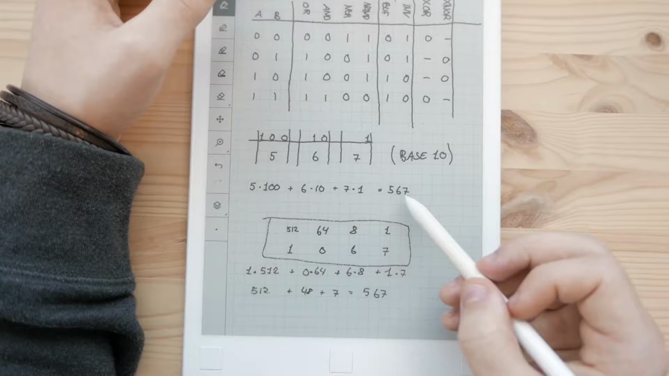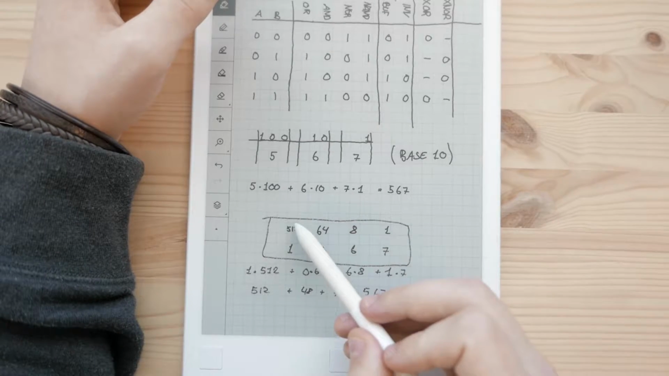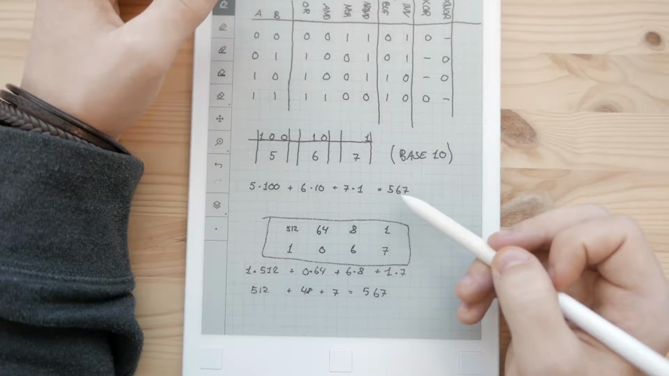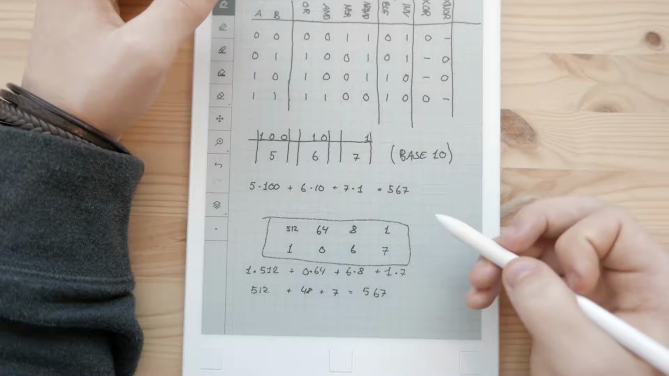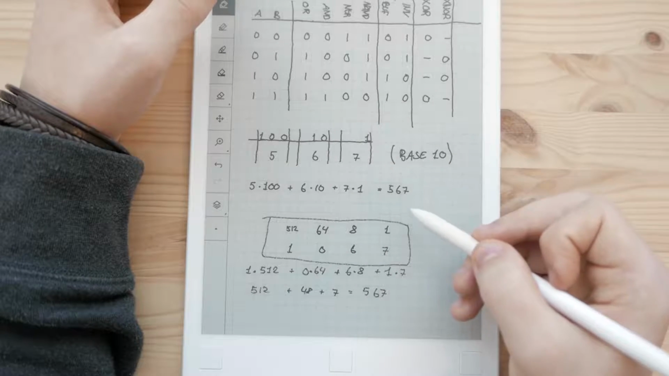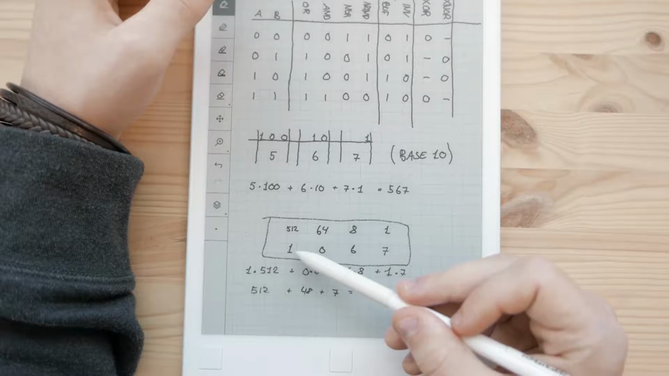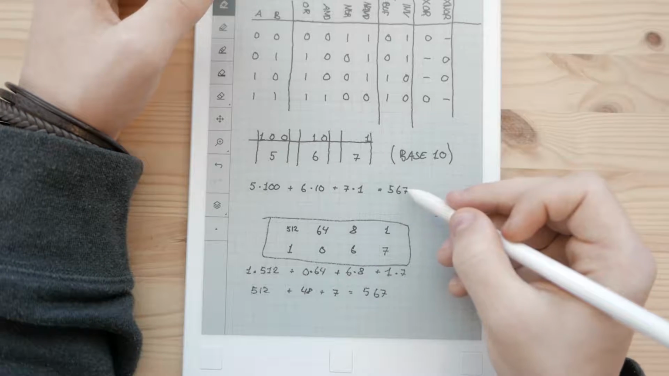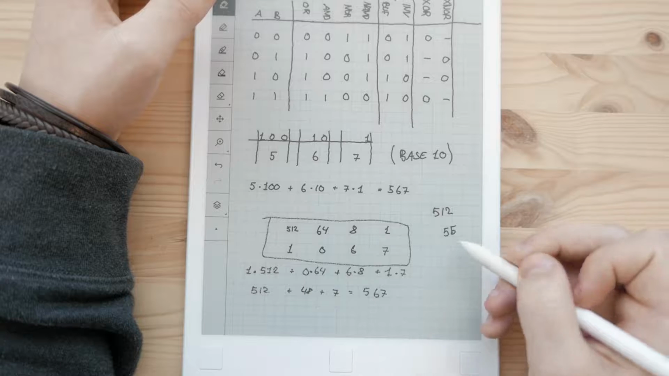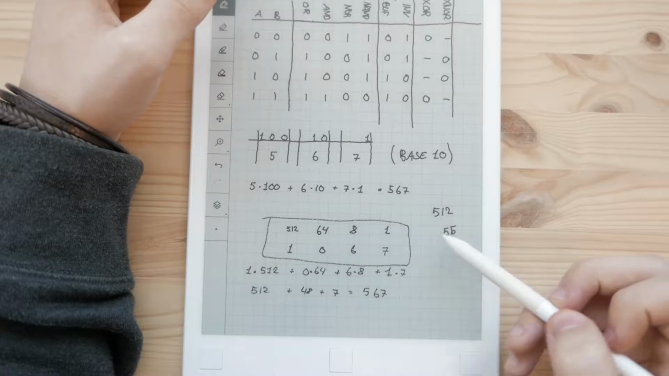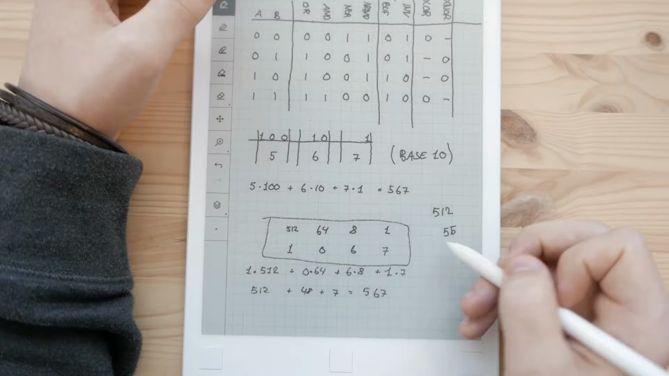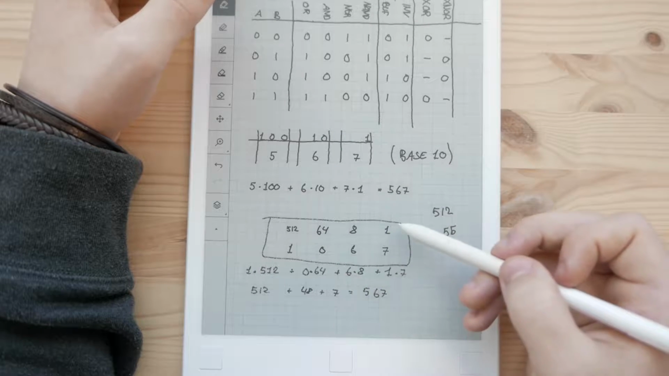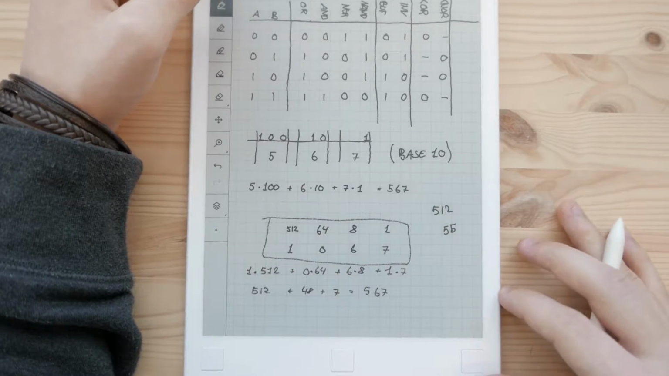So the first thing we do is we take the number 567, then we look at the largest place, 512. Now, how many times can I add 512 before it exceeds 567? And as it turns out, it's 1. Then we have 512 right now. And then that gives us 55 left over. How many times can I add 64 before it exceeds 55? And that turns out to be 0. Then we do the same for 8, and that turns out to be 6. And then the ones place, we get 7.